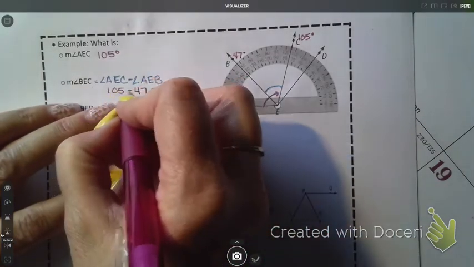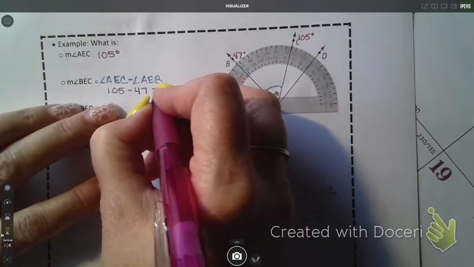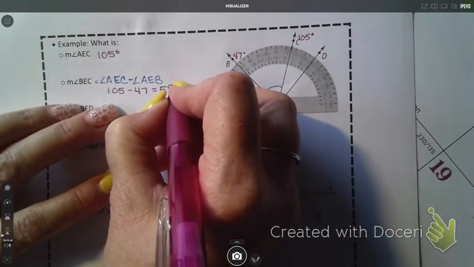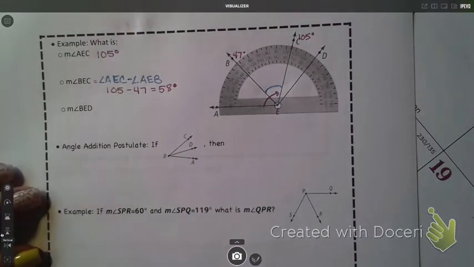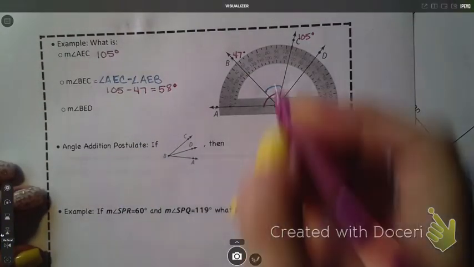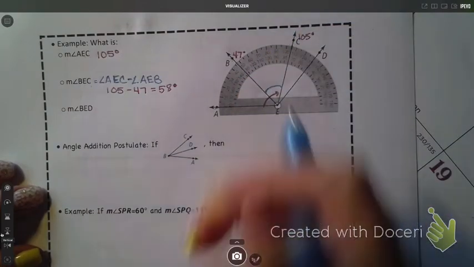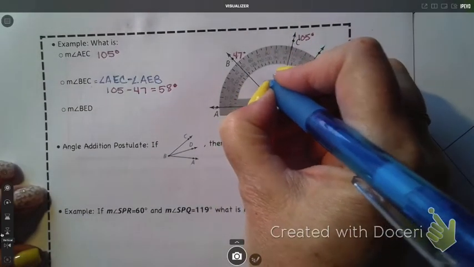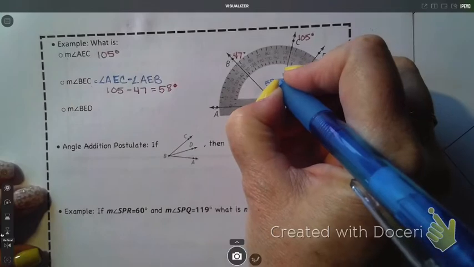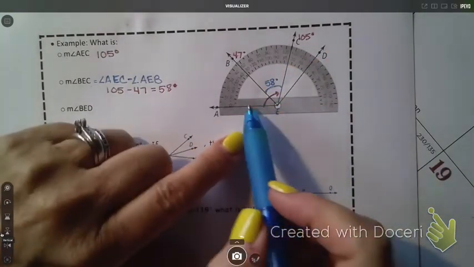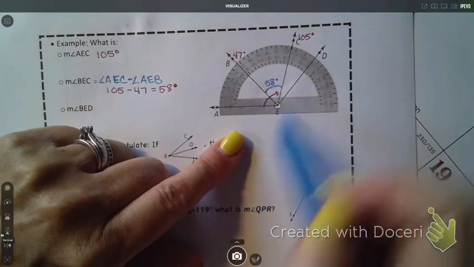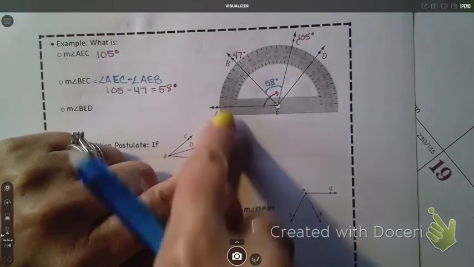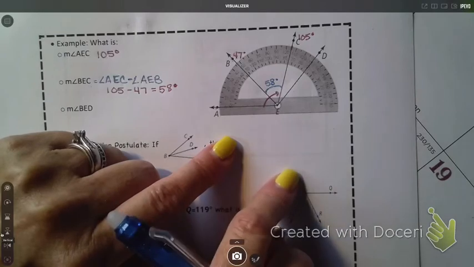So 105 minus 47 would be 58 degrees. Okay, so we know from here to here, this blue is 58 degrees. Do you see how beneficial it could be to have paper and be able to just mark it up? Not your textbook. So if you want to mark it all up, you have to draw pictures.